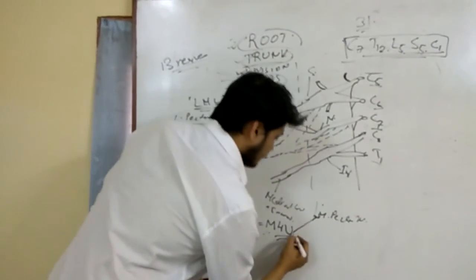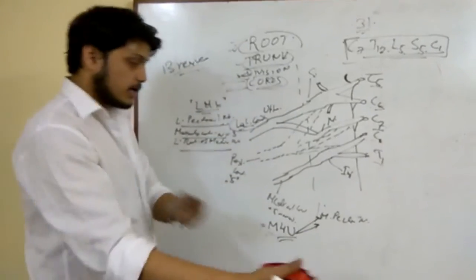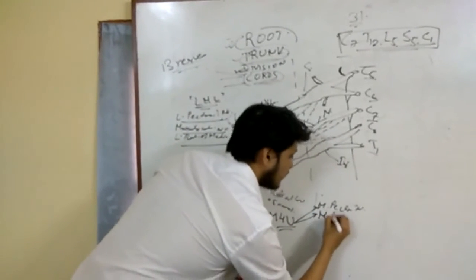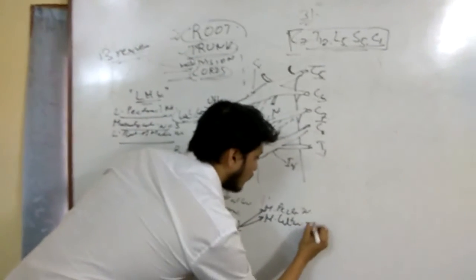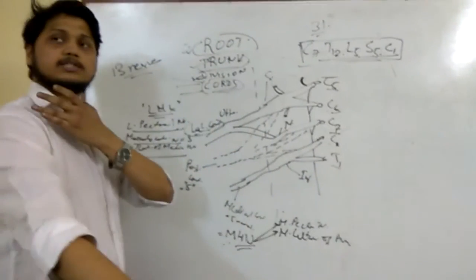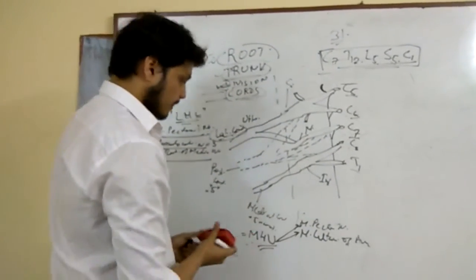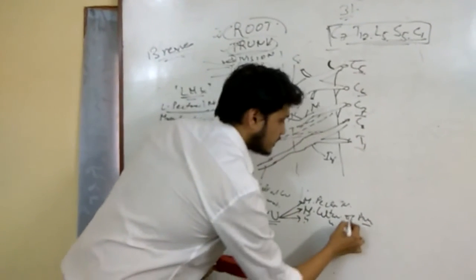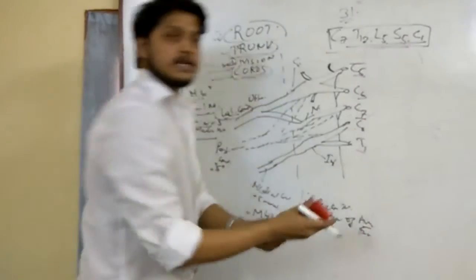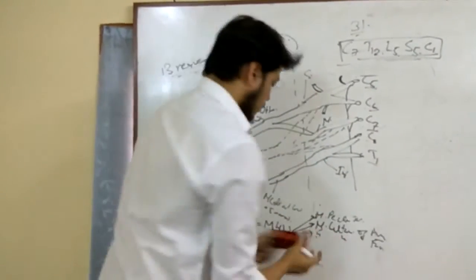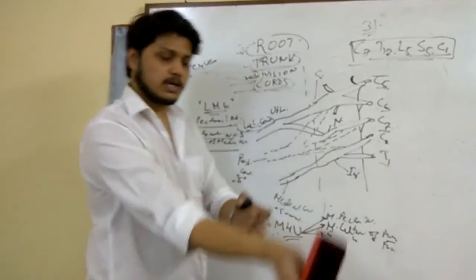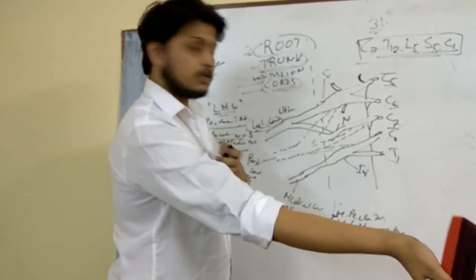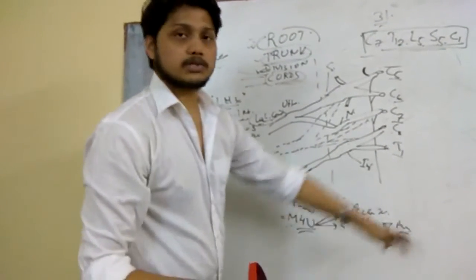Then we have the cutaneous nerves of my arm and my forearm. Since it's a medial cord, we have a medial cutaneous nerve of arm. Arm means extending from the shoulder joint to your elbow joint. Then we have medial cutaneous nerve of forearm, one which extends from the elbow joint to the wrist joint. This medial side of the forearm is supplied by this nerve, and the medial side of the skin of the arm is supplied by the medial cutaneous nerve of arm.